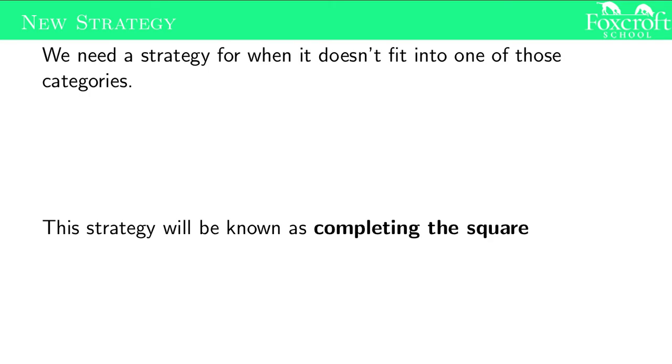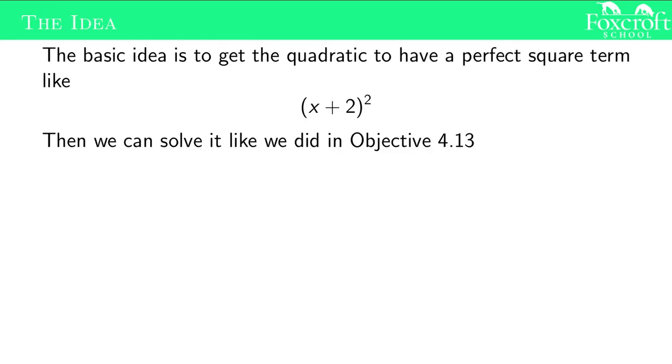But what happens if we get a quadratic equation that doesn't fit into one of those categories? We're going to use this new strategy called completing the square. The idea of completing the square is we want to be able to use that square root property that we learned. So if we can make something like this in our equation that has this perfect square, then we can do everything we did in our previous learning objective of taking square roots and moving things around.